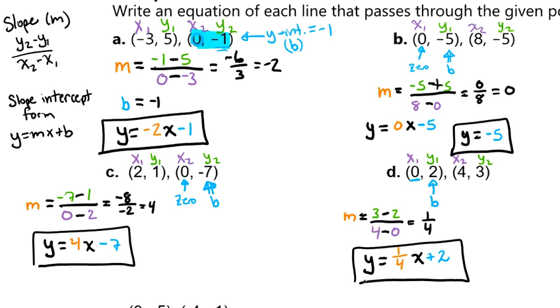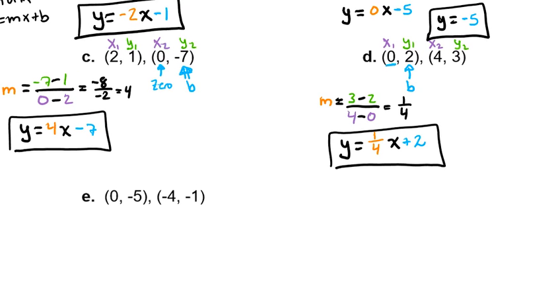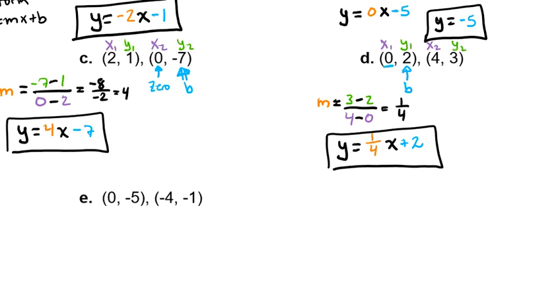Let's try just one more. Here we have 0, negative 5, and negative 4, and negative 1. We have a 0 in our x value, so that tells us that this is the y-intercept. We can label our points. Then we calculate our slope.